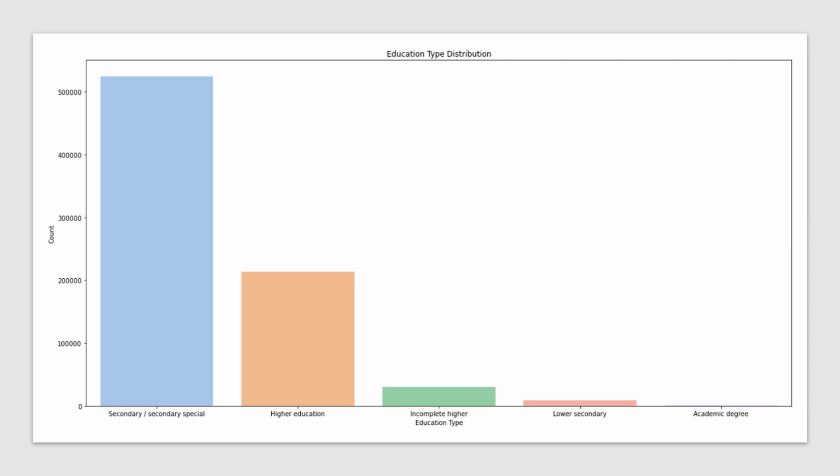And coming to this graph, we have the education type distribution. This is also a count plot and a univariate graph. Here we can understand that most of the applicants have a secondary education level, and fewer applicants have an academic degree. And we can see the status.